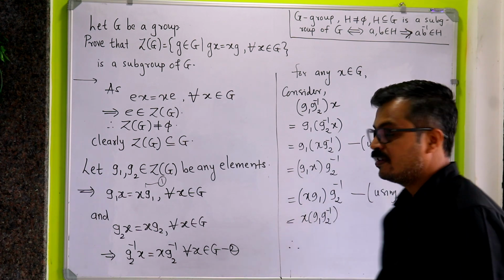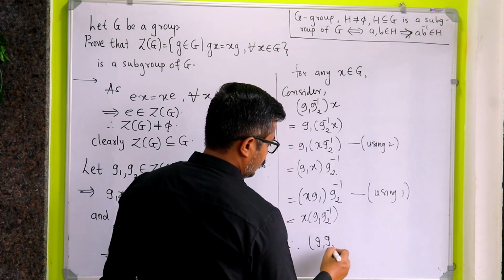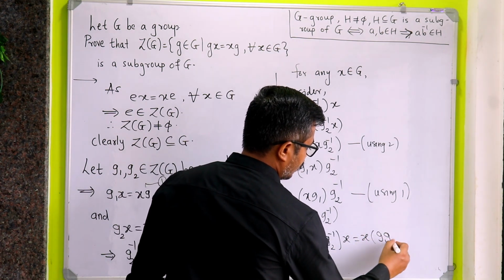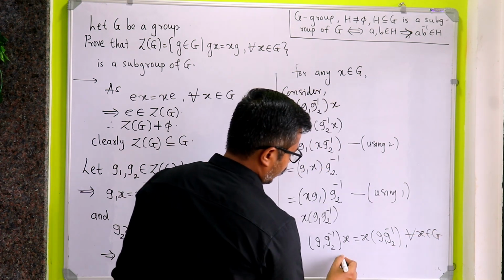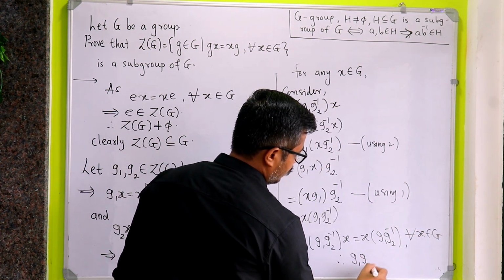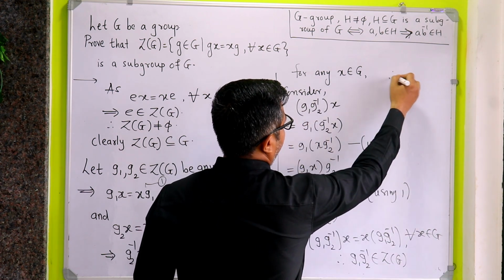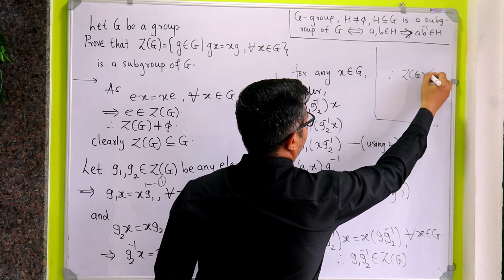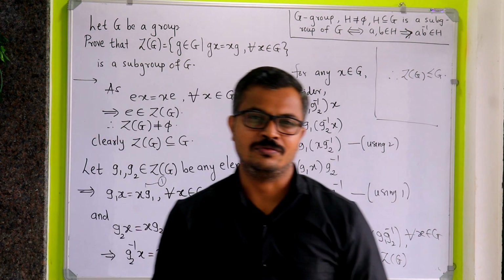Therefore what we have shown is that g1 g2 inverse x is actually equal to x g1 g2 inverse for all x belonging to G, and therefore g1 g2 inverse is a member of the center of G, and therefore the center of G is a subgroup of G, and that is exactly what we wanted to prove.